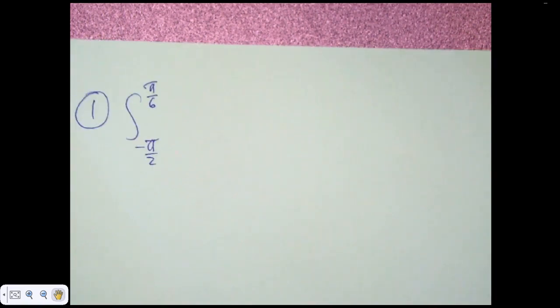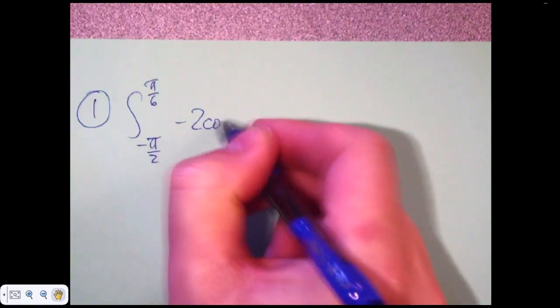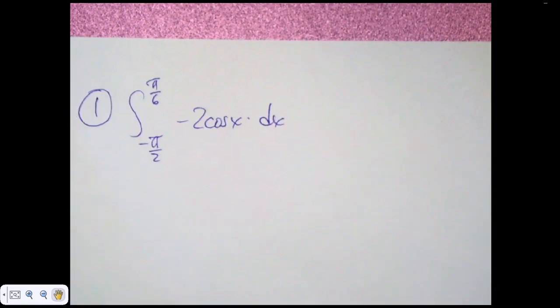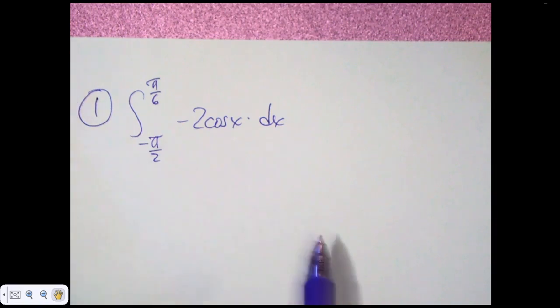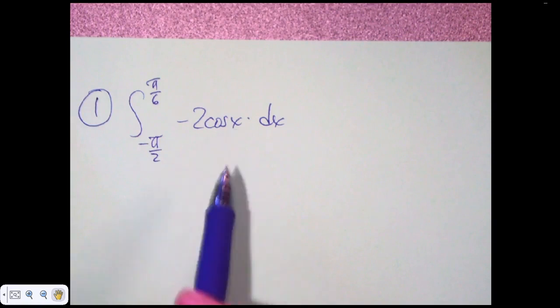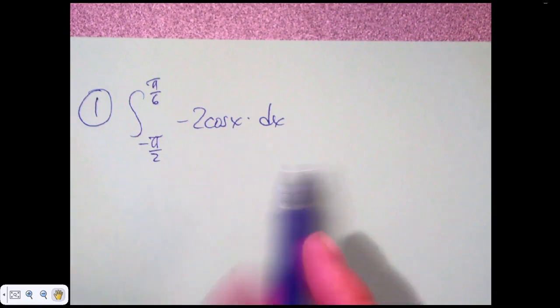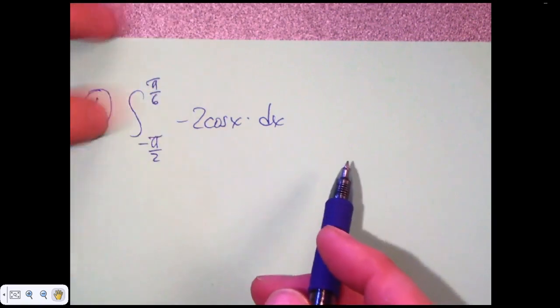The first one we got from negative pi over 2 to pi over 6 of negative 2 cosine x times dx. So that negative 2 doesn't really do anything when it's in front of a trig function or an e or an ln. It just kind of drops down unless you've got a chain rule situation, but we don't.